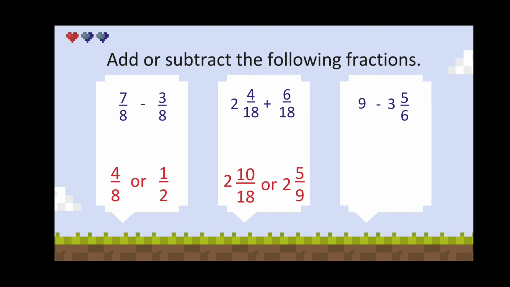Babawasan natin ng isa yung whole number na 9. So, 9 minus 1 equals 8, and 8 will be the whole number of our mixed fraction. Then, yung 1 na sinubtract natin, yun yung magiging fraction part niya. So, paano siya magiging fraction part? Yung 1 na yun dapat kapag ginawa natin siyang fraction part, equal pa rin siya kay 1.